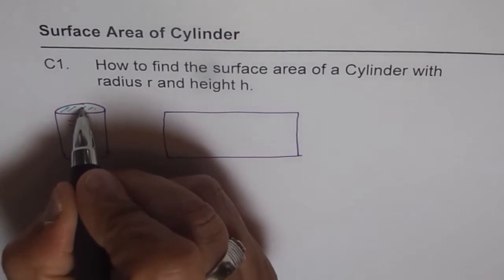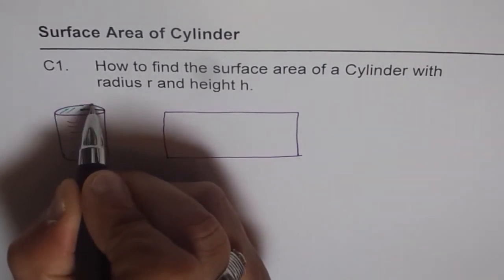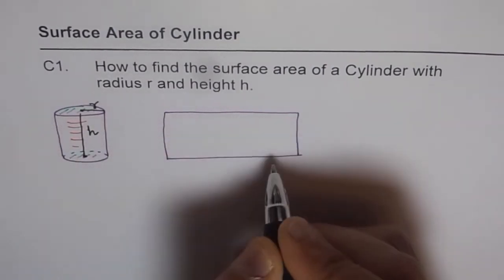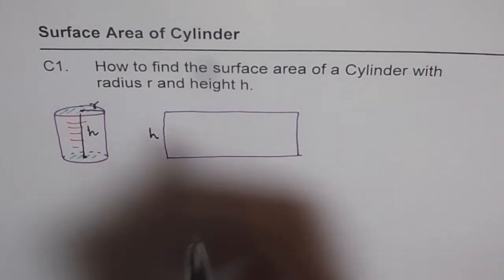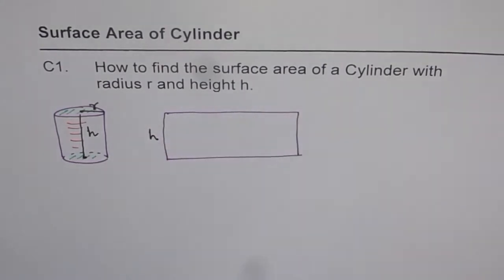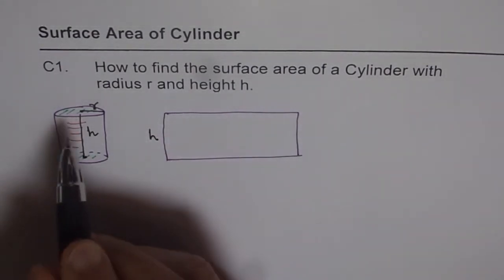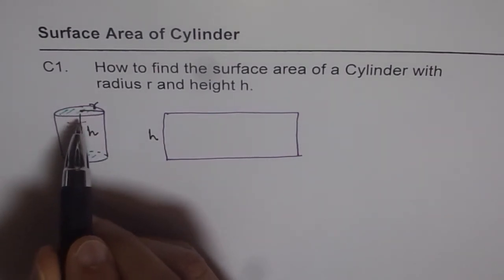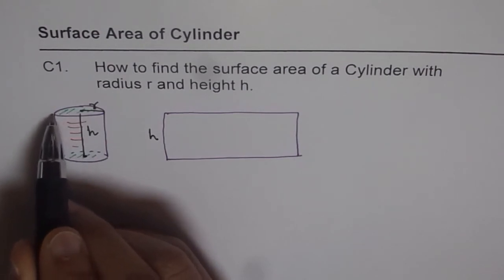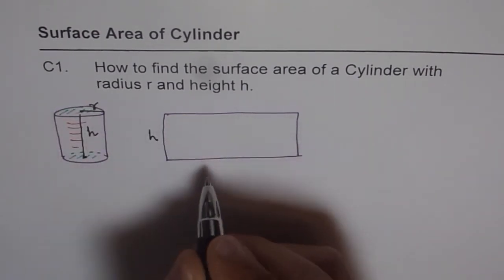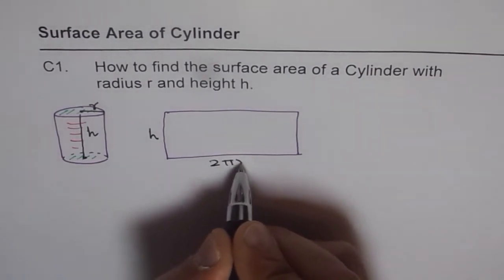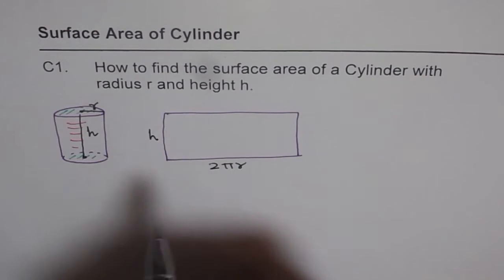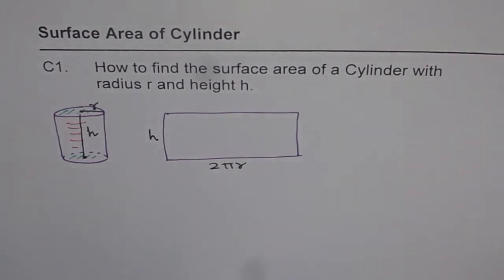Well, so let's write down our height and radius. For the cylinder, we are given radius r and height h. So in this case, the height will be h. And how much is going to be this length? Well, the circumference of a circle is 2 pi r. So if I cut this circle open, this total length will roll down to 2 pi r. So I have a rectangle here whose height is h and length is 2 pi r.